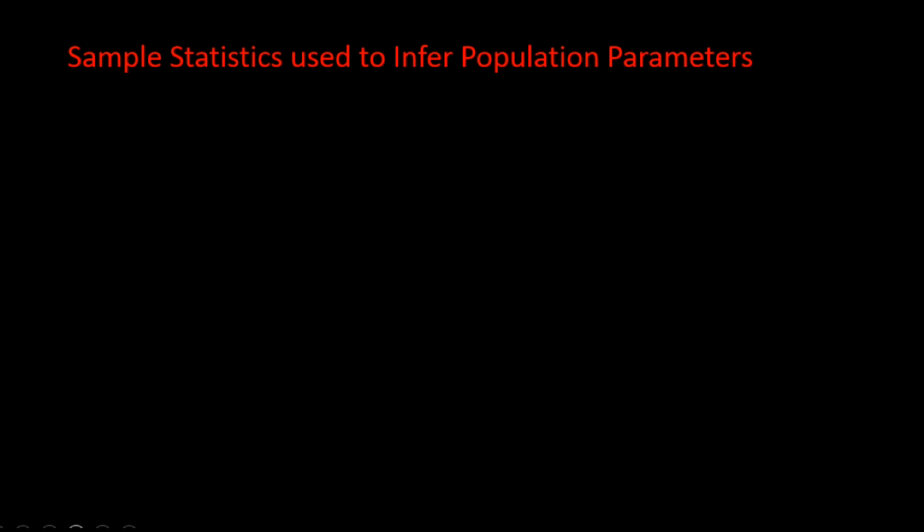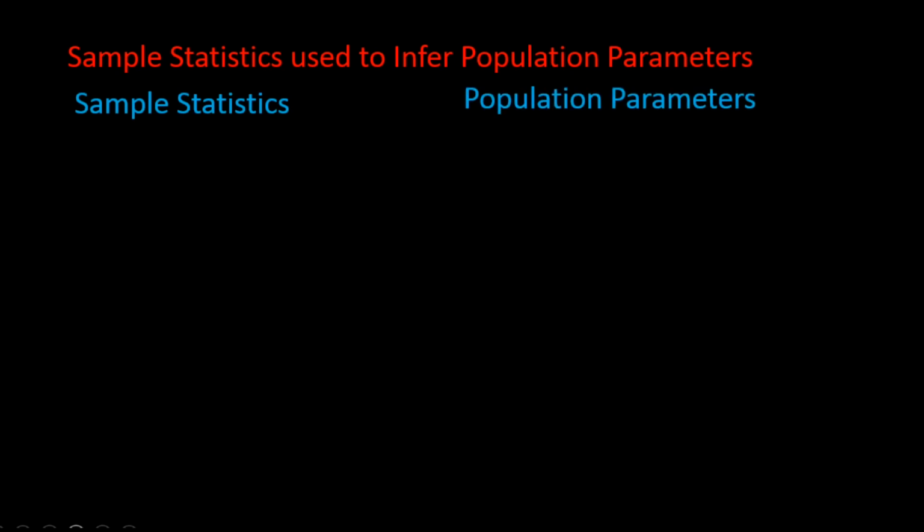Measurements we take from a sample are called statistics, or sample statistics. Measurements from a population are called population parameters. Sample statistics are used to infer the values of population parameters. These inferred values are called point estimates.